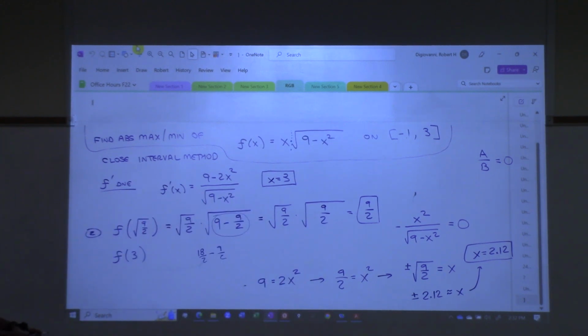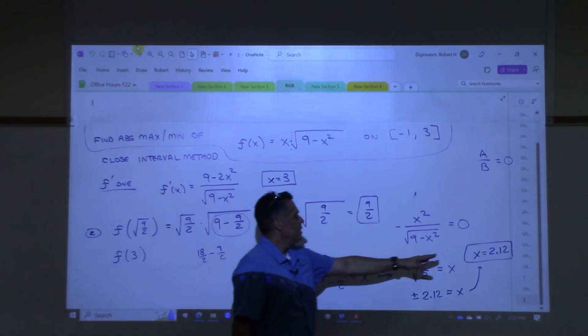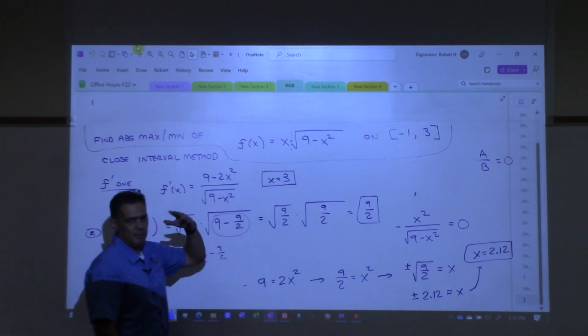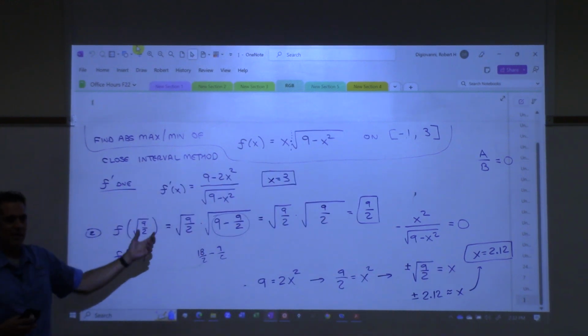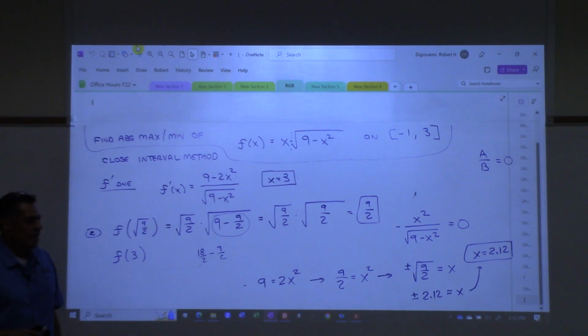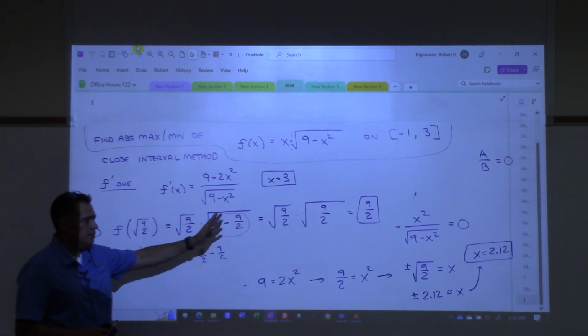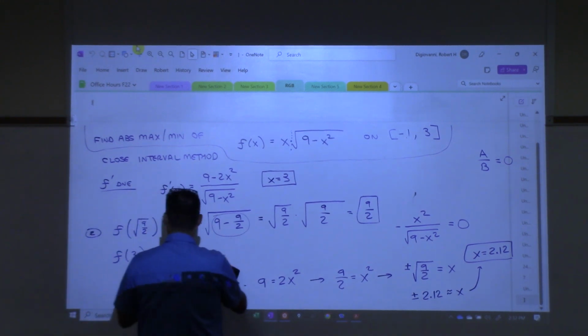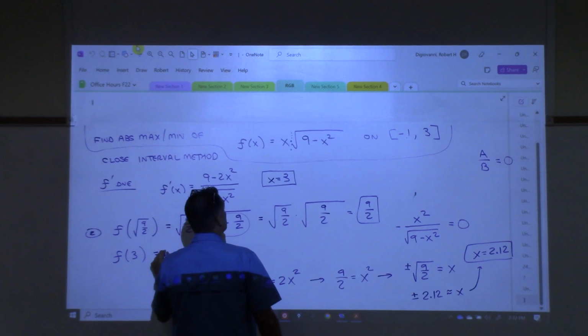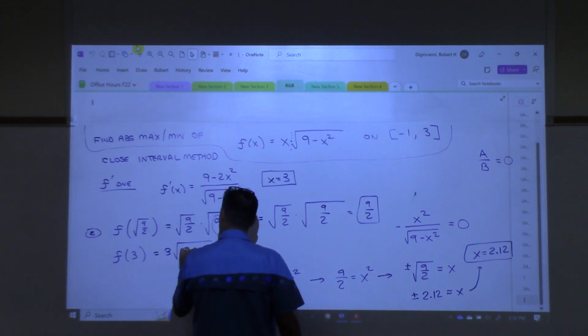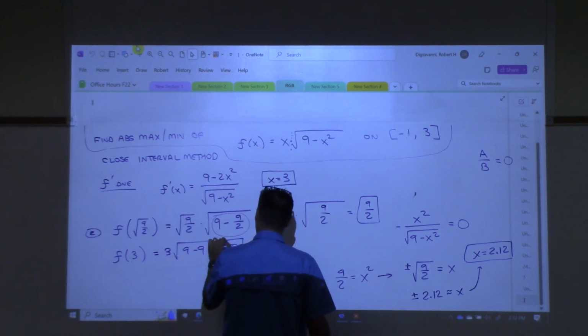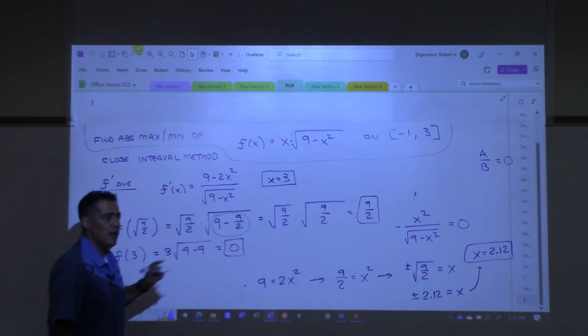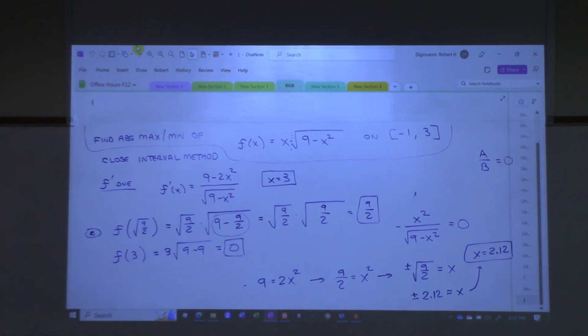The reason I did not use the decimal is because I knew just by looking and experience that when I plugged that in, it was going to turn out to be a nice number. If you would have used the decimal, that's fine. That's okay with me. All right, plugging in 3. What happens when you plug 3 into the original function? You get 3 times root 9 minus 9, right? So that's just 0. So far it's looking like a max and a min right there. But we've got one more number to plug in.